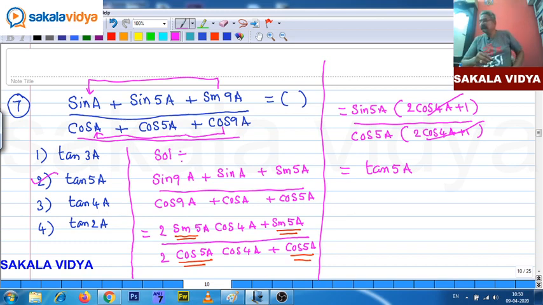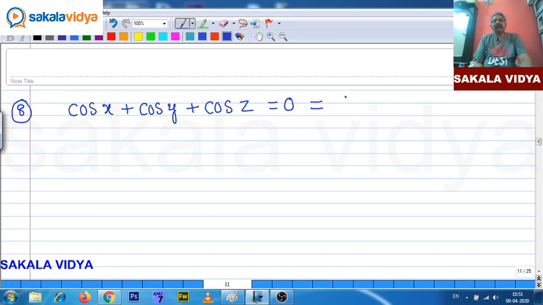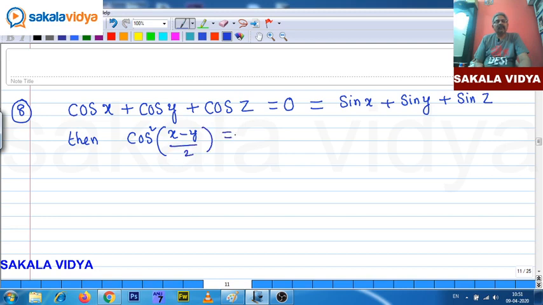So now the eighth question. Cos x plus cos y plus cos z equals to 0, equals to sin x plus sin y plus sin z. Then cos square of (x minus y) upon 2 equals to.